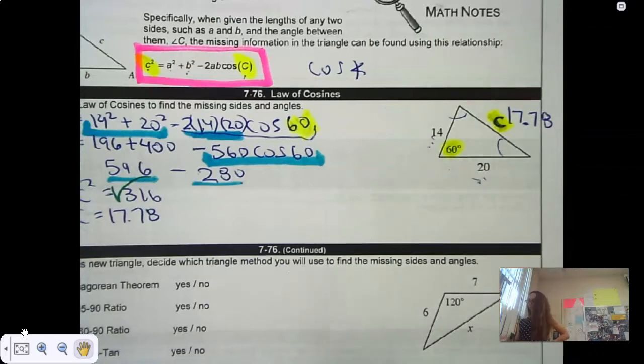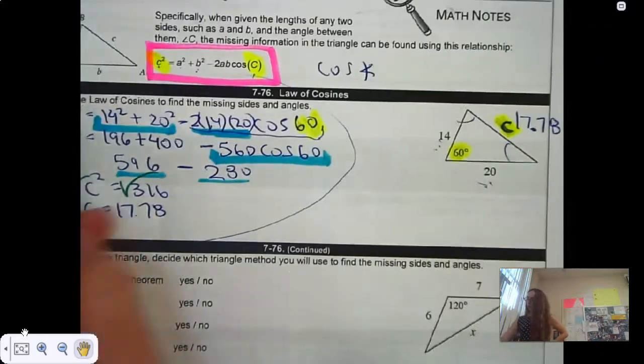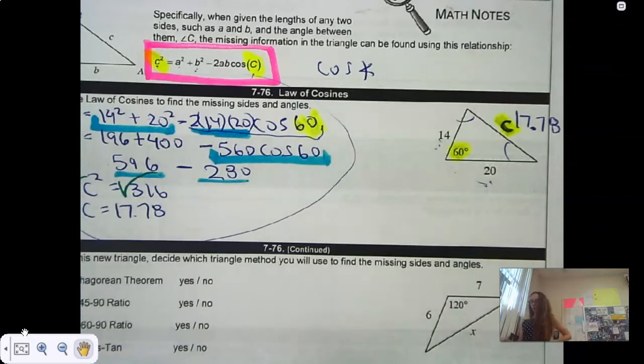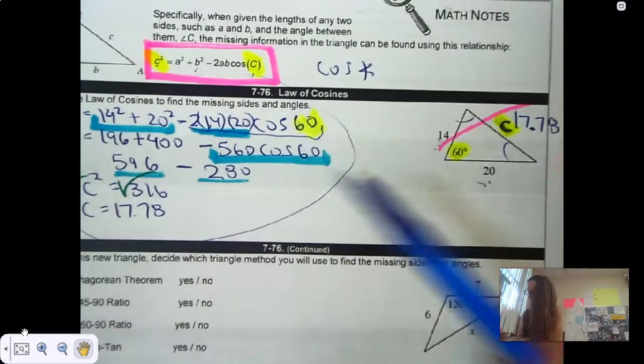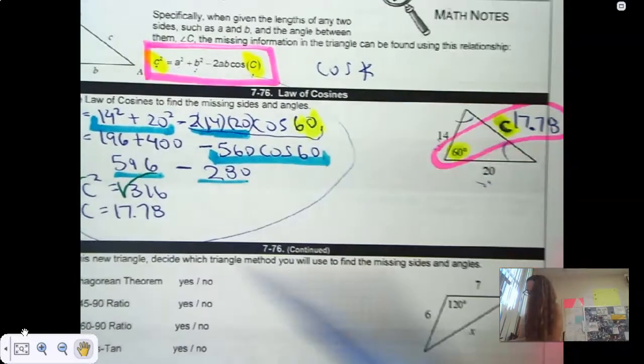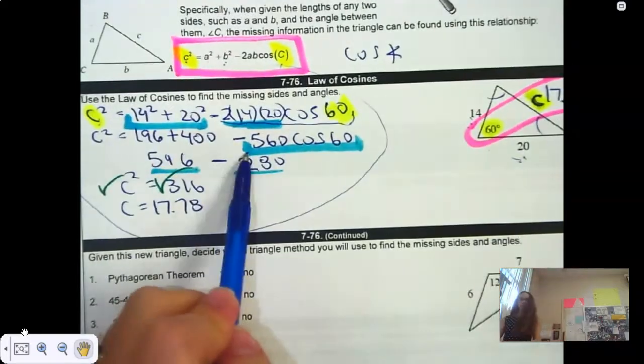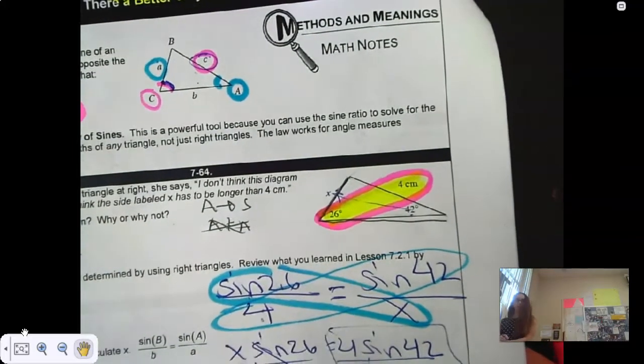So you have a choice. You can do this law of cosines again, or you can go, I'm out. I see there is a match. And as soon as there's a match, I don't have to do the law of cosines anymore. Now I can go back to the previous section because there's a match and do my law of sines.